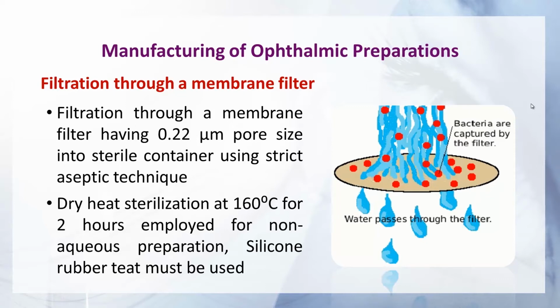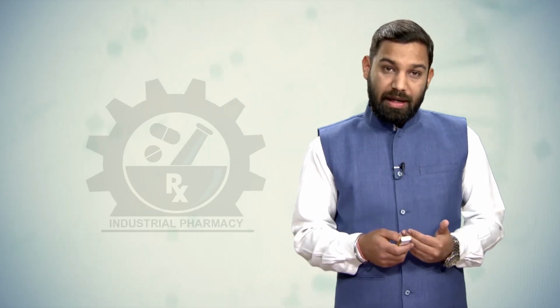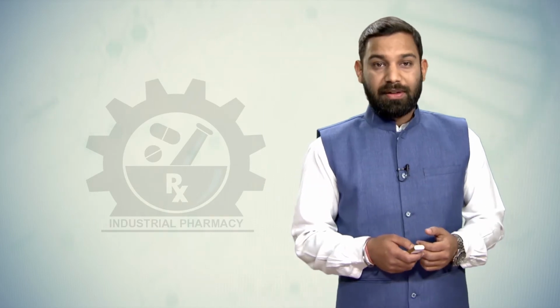Dry heat sterilization at 160 degrees centigrade for 2 hours is employed for non-aqueous preparations, and a silicone rubber teat must be used in that case. Immediately following sterilization, the eye containers must be covered with a readily breakable seal to distinguish between opened and unopened containers. Now, the second formulation type is ophthalmic suspensions.